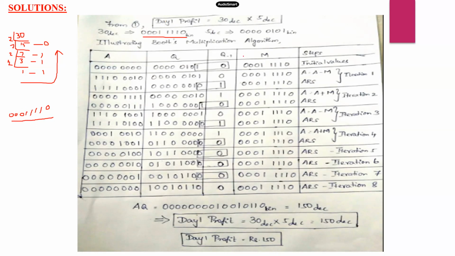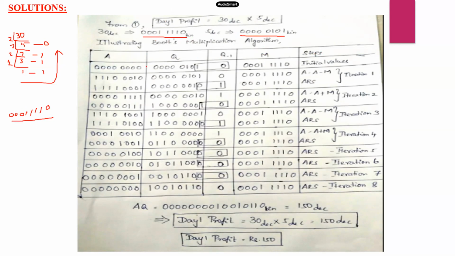And 5: the same operation you have to do. 5 is converted into a binary number. This is the binary number of 5 with respect to 8 bits. In Booth's multiplication algorithm, A is called the initial register, Q is the multiplier, Q minus 1 is the extra LSB bit, M is the multiplicand, and then the steps.